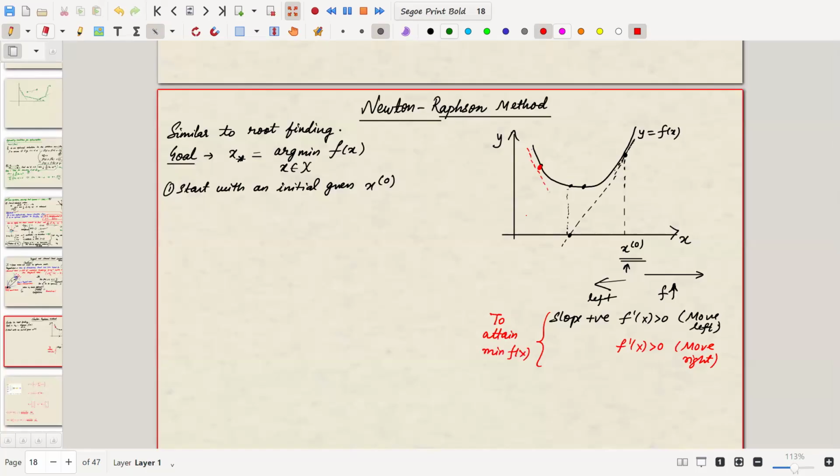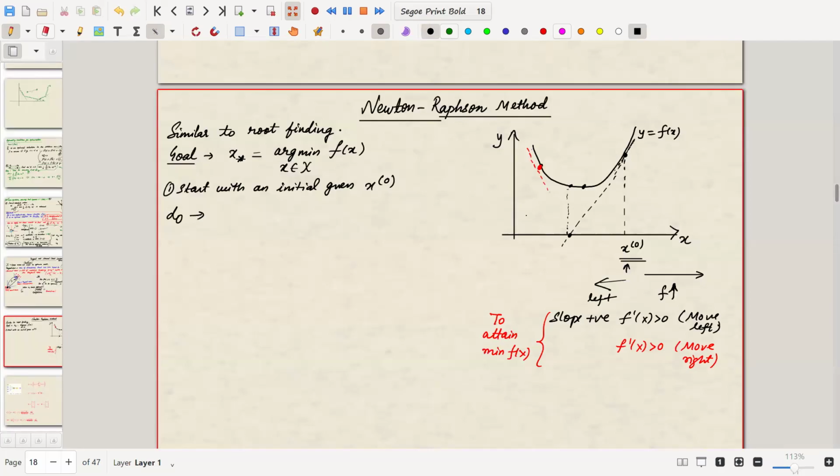Okay, so depending on the sign of f prime x, we have to move left or we have to move right in order to reach the optimal solution. That is the basic idea of the Newton-Raphson method. Okay, fine. So to mathematically capture this idea and write it as some notation, we will use two different variables here. One is known as d naught.